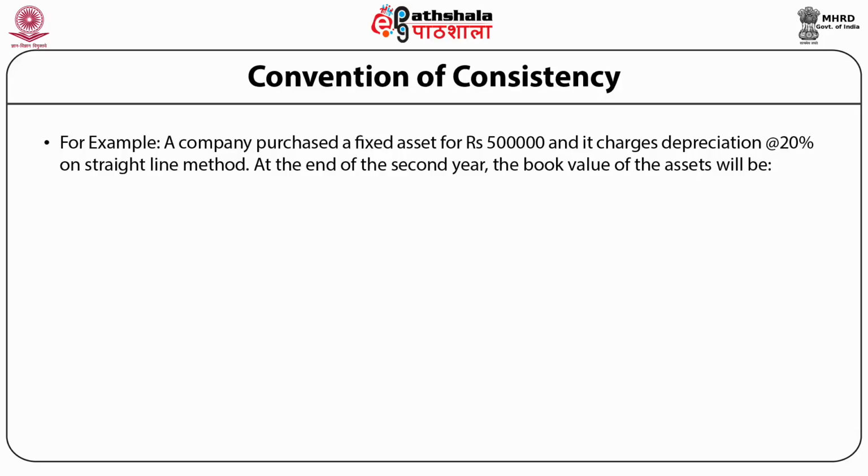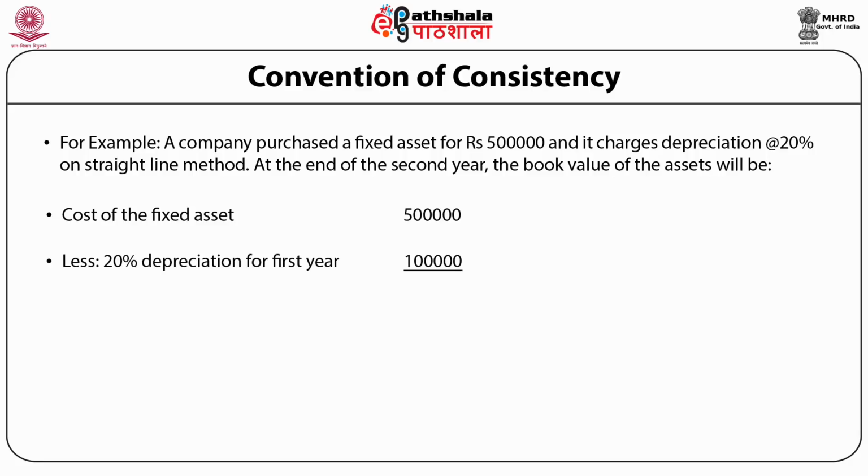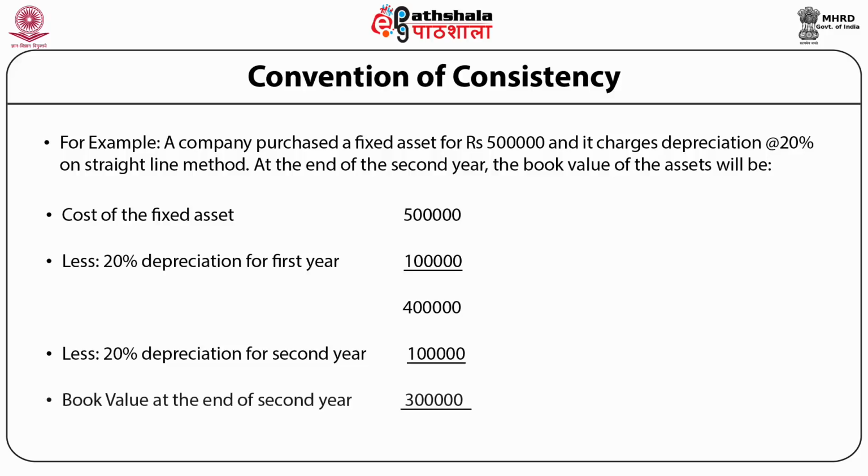For example, a company purchased a fixed asset for rupees 5 lakhs and it charges depreciation at the rate of 20% on straight line method. At the end of the second year, the book value of the asset will be as follows. Cost of fixed asset, 5 lakhs. Less 20% depreciation for first year, that is rupees 1 lakh. Amount is 4 lakhs after first year. And less 20% depreciation for second year, that is 1 lakh rupees. Book value at the end of the second year is rupees 3 lakhs.